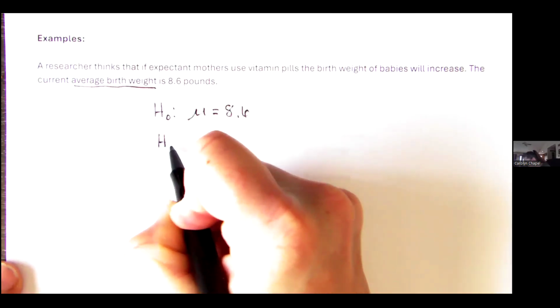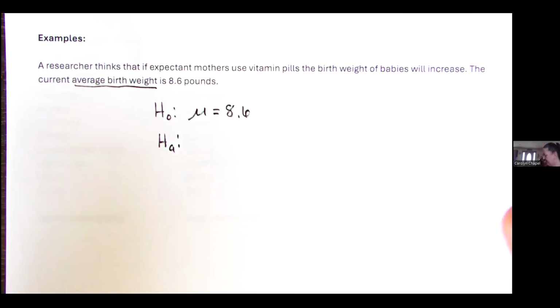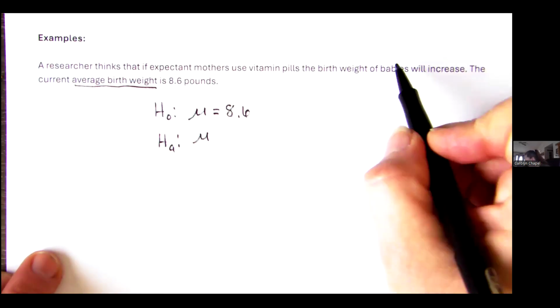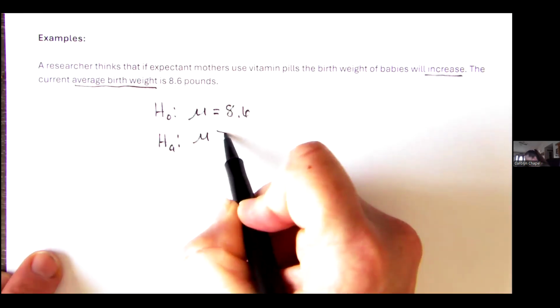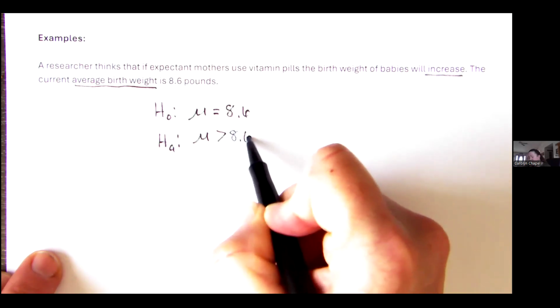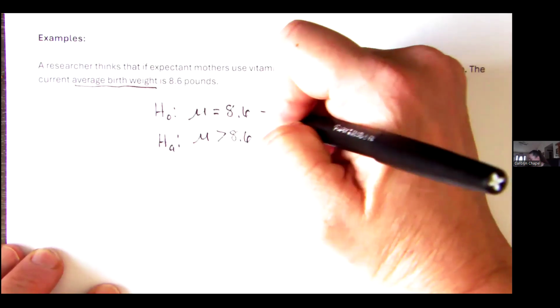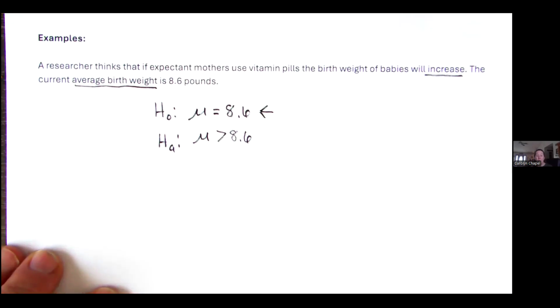Because this researcher feels that if they take these vitamin pills, the birth weight will increase. Increase means it's going to get bigger than that 8.6. Something to notice when we're writing our hypotheses: this first one will always be an equal to symbol, whether it's equal to a number, or if we're comparing two sets, one set would be equal to the other set.